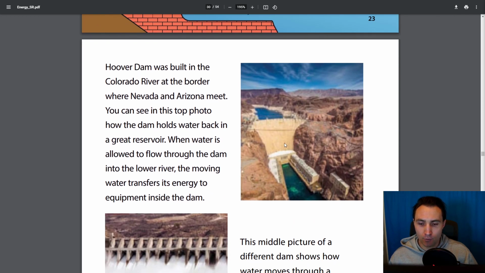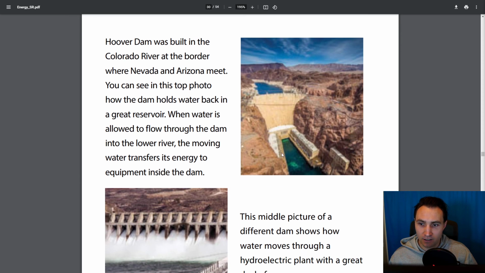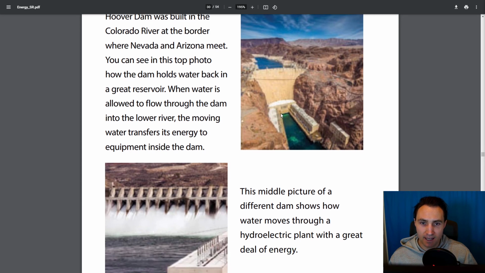All right, let's look at some real life dams. We have the Hoover Dam, which was built on the Colorado River at the border where Nevada and Arizona meet. We can see in this photo how the dam holds water back in a great reservoir. When water is allowed through the dam into the lower river, the moving water transfers its energy to equipment inside the dam, right? Like the turbine and the generator.